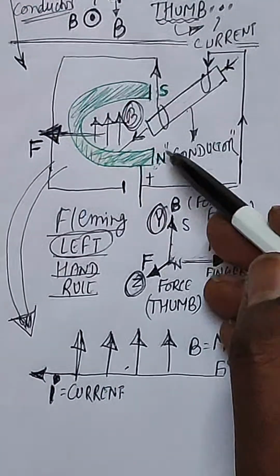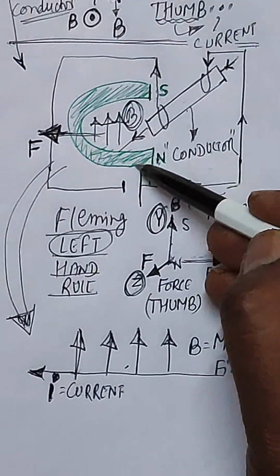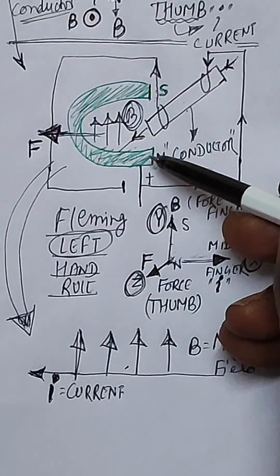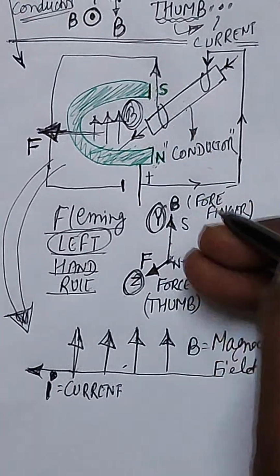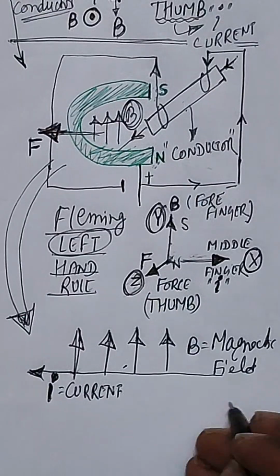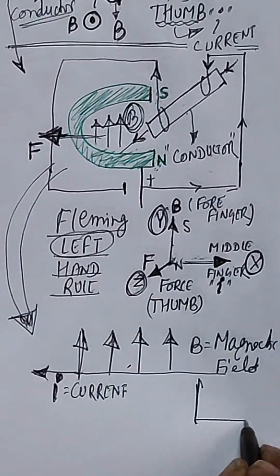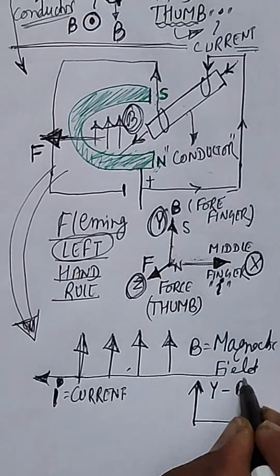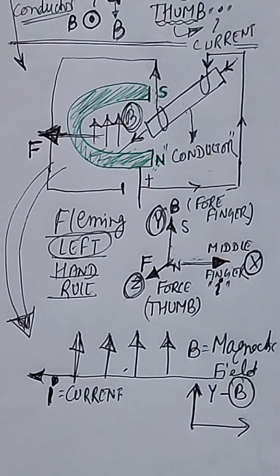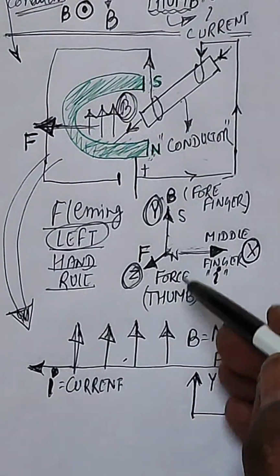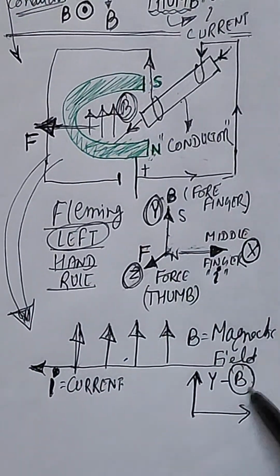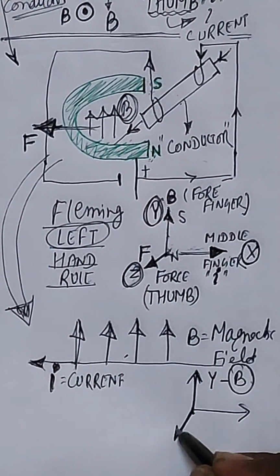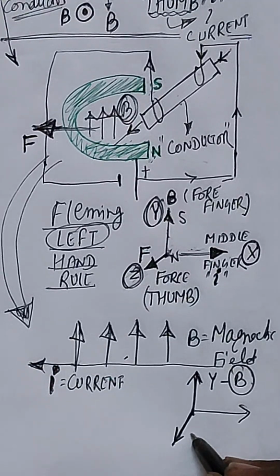So you can see if B is like this, north to south, right, and the current is outward, that means if you consider the x, y, z directions, if this is xyz, then the y axis gives you the direction of B, right? The y axis gives you the direction of the magnetic field, and the z direction will give you the direction of the current.